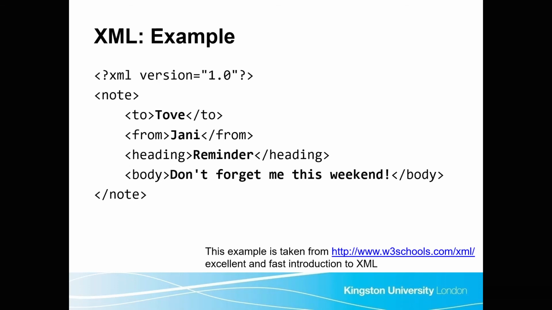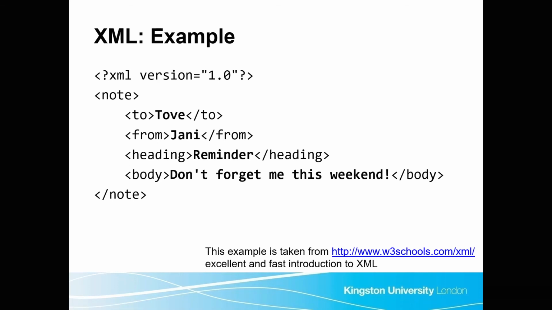So, an XML document has to start with a header specifying its version, and then it consists of a number of tags. A tag can contain other tags. So here we have one big tag which is called note, and we have an opening tag and the closing tag. So the note starts here and ends here, and it contains several lower level pieces of information, fields, such as to, Tovi, from, Johnny, heading, reminder, and body, don't forget me this weekend.